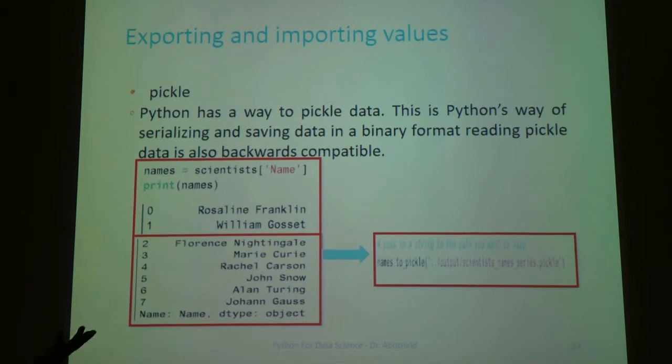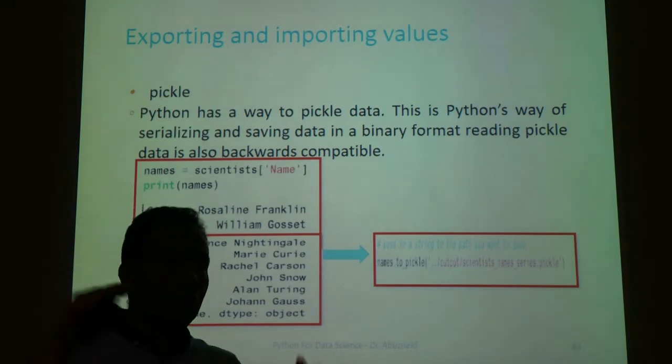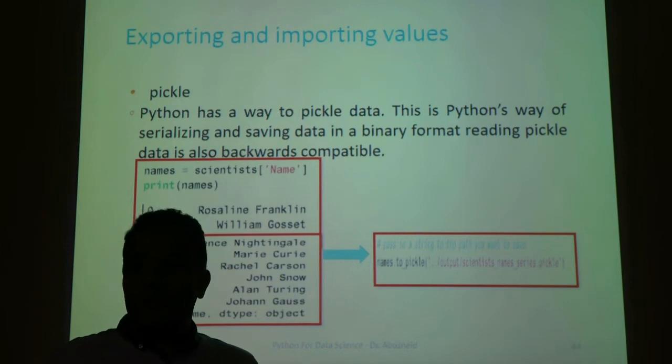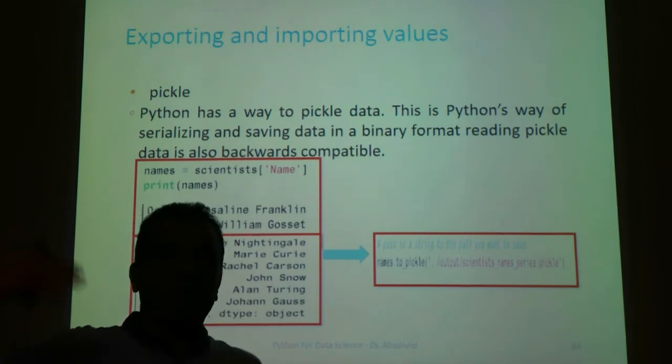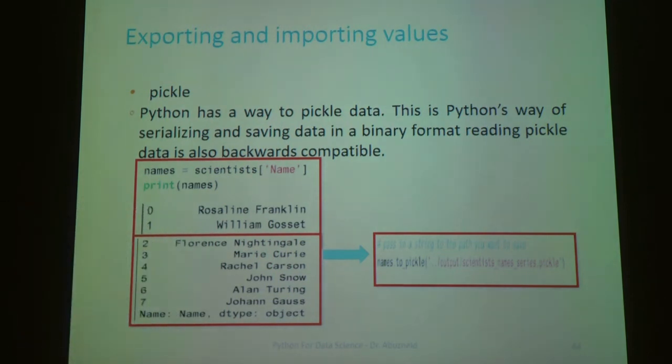What you did at the beginning, you loaded the data into your data frame. You did all operations. If you need to keep the changes, you have to write them back, to the same file or a different file, right? Pickle could be binary, so pickle is a binary file. Python has a way to pickle data. This is a Python way of serializing and saving data in a binary format. Reading pickle data is also backwards compatible.